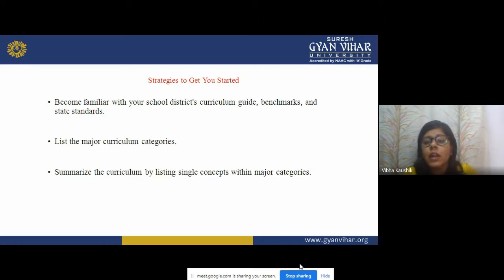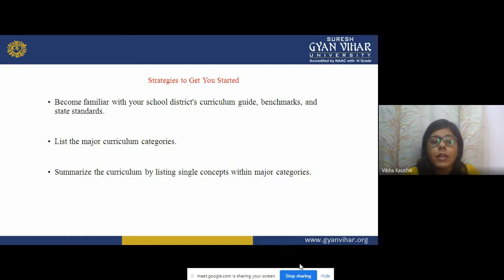Benchmark and state standards. What is the benchmark which you want to achieve for your students, and the state standards, which are decided by every state. By your teaching learning process you want your students to achieve those state standards.